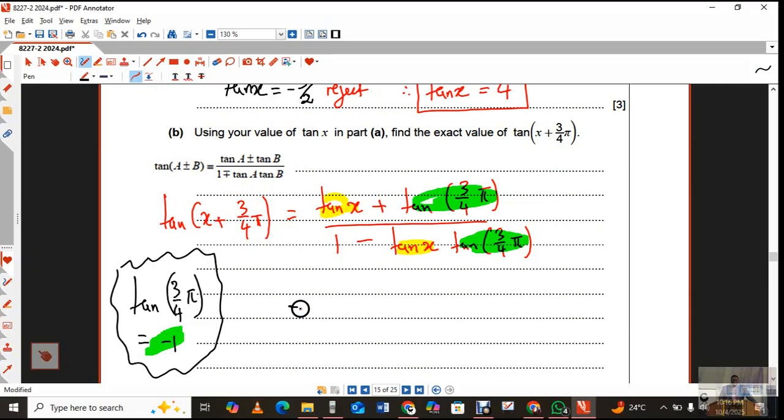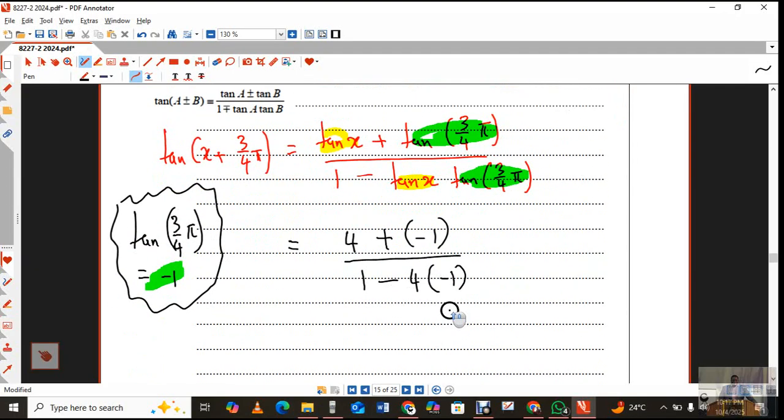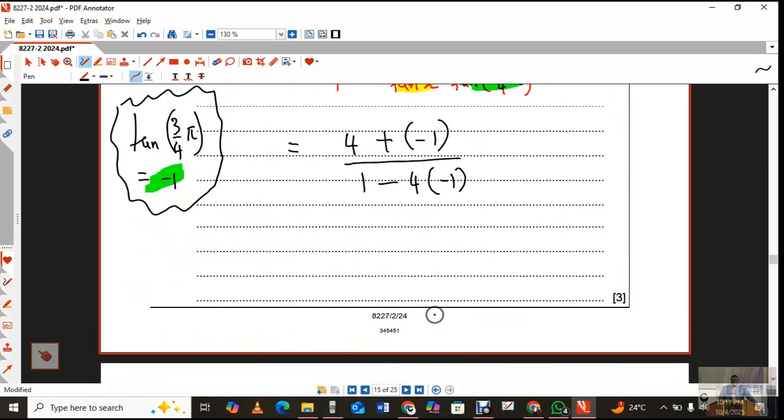So this answer is 4 plus -1 over 1 minus 4 times -1. That's what we get, because it says find the exact value, and your calculator should be in radian mode, okay? So on top you're going to have 3, and under you're going to have 5, and that is the exact value.